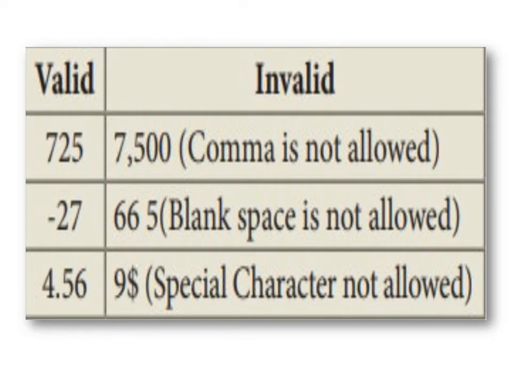These are the valid and invalid types of decimal constants. Valid: 725, minus 27, 4.56. As I said before, the compiler will only take the integer part. Invalid cases: 7,500 has a comma, that's why it's invalid. We cannot use commas. The next one has a blank space, we cannot use blank space. And the next one has a dollar symbol, we cannot use special characters.